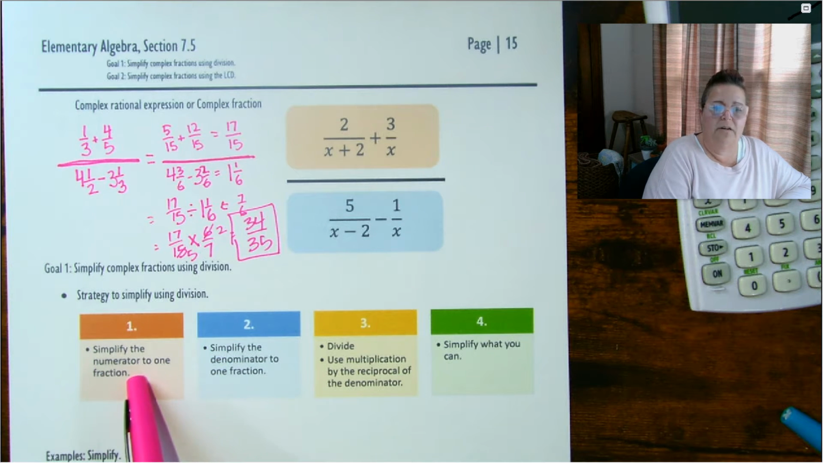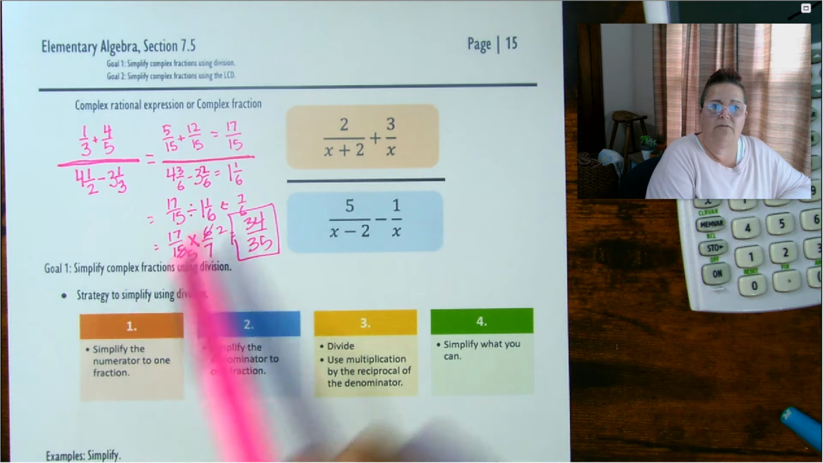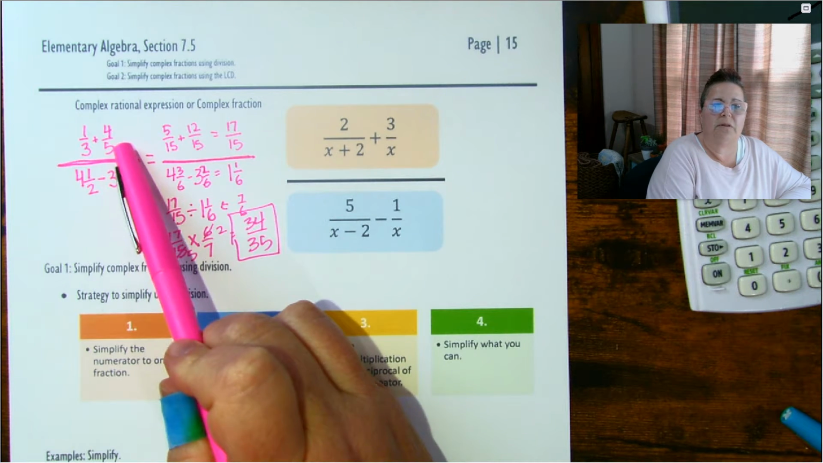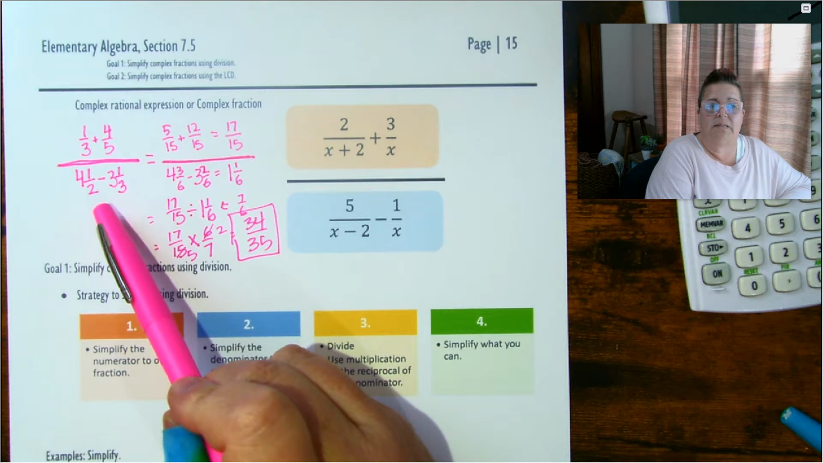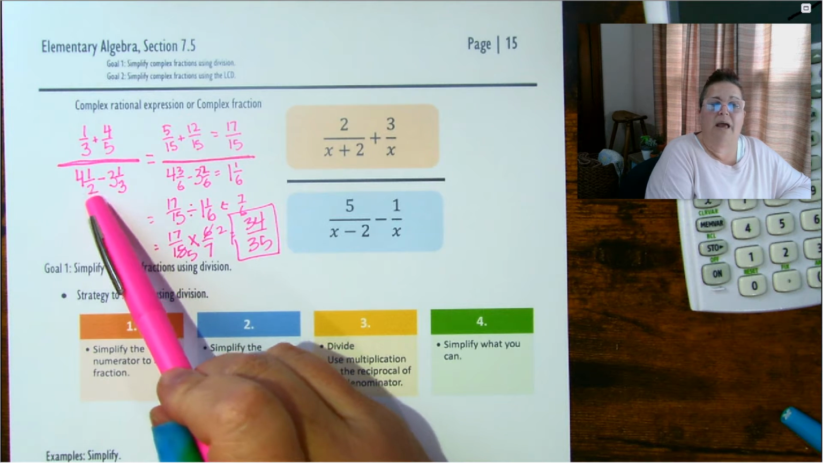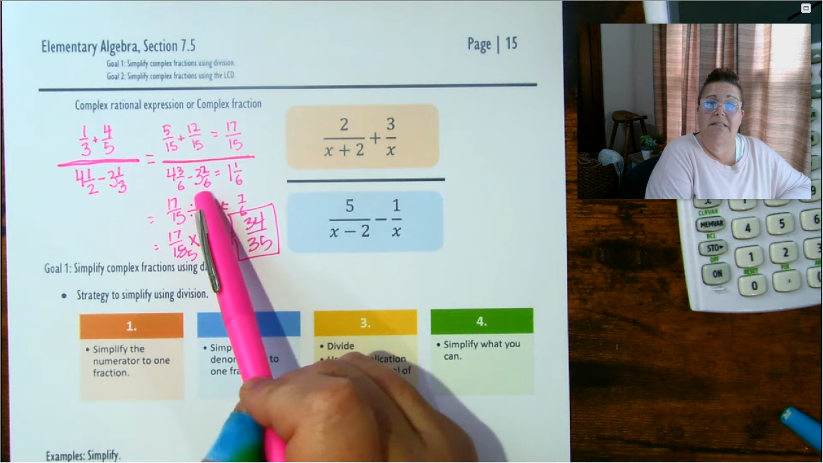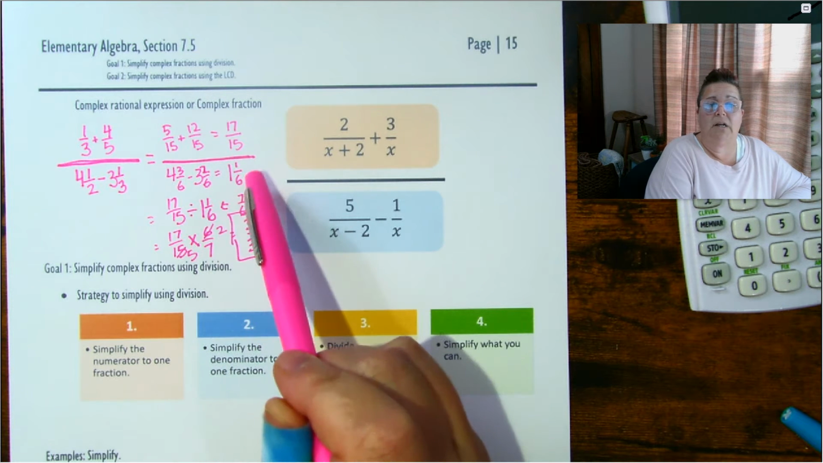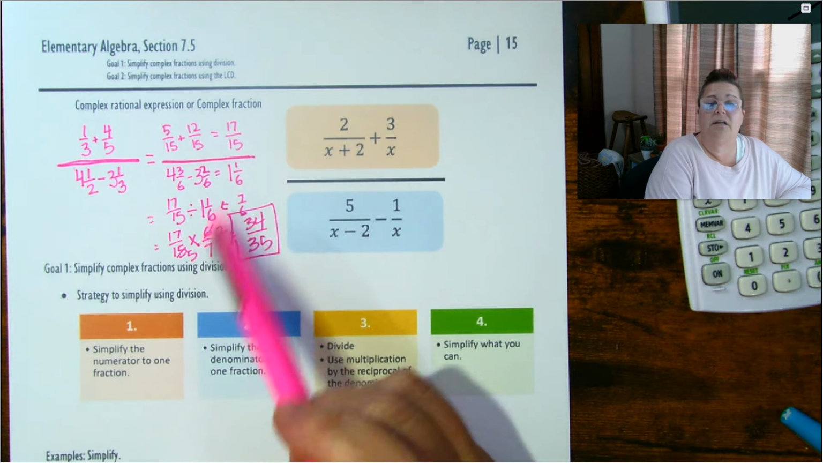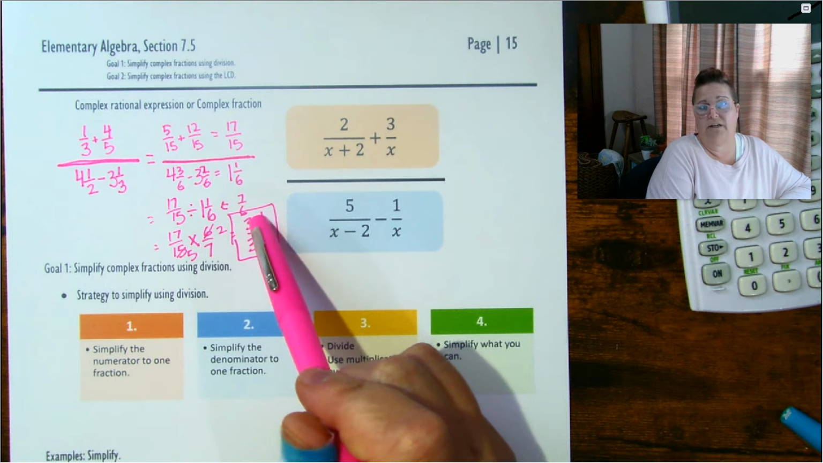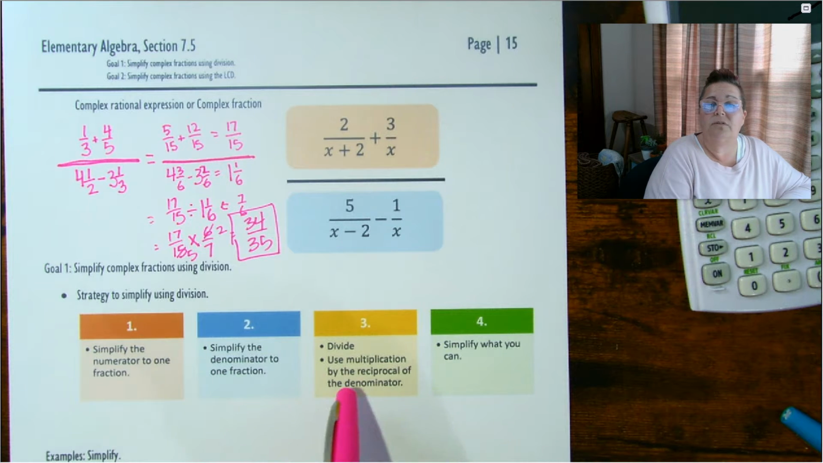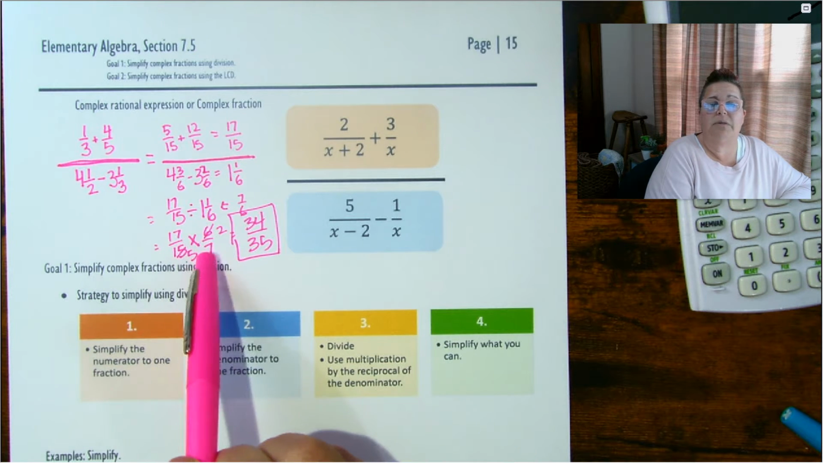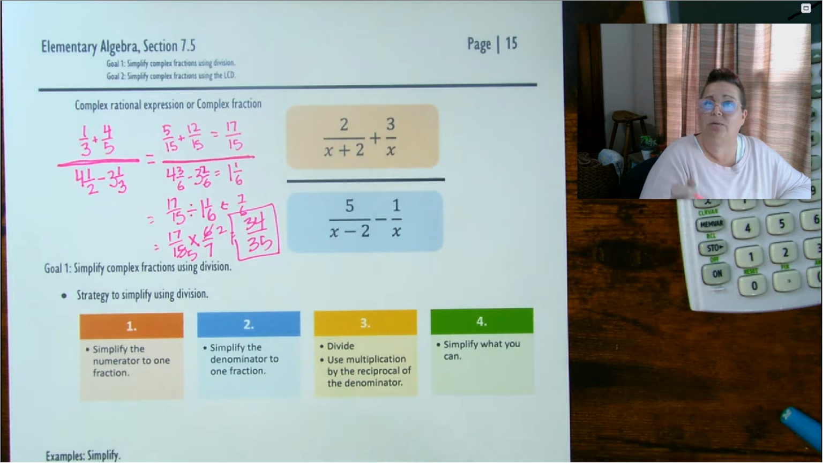Simplify the numerator in the fraction down to one fraction, like we got 1/4 plus 4/5 to 17/15. Then we're going to do the same thing for the denominator. We are going to actually do the operation that's listed there, and we're going to get 1.1/6, the preference being an improper fraction. That works better. Once we know what those two are, we will divide using multiplication by the reciprocal. That's exactly what we did. And then we're going to simplify what we can.